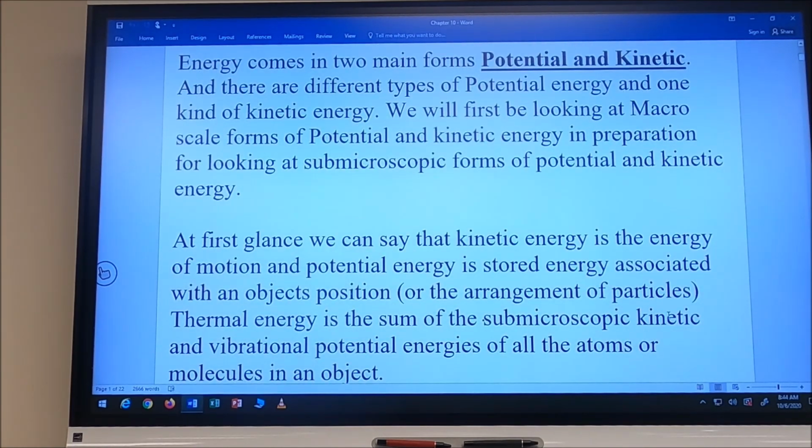Now, energy comes in two main categories. There are subcategories inside these categories, but two main categories. We talk about potential energy and kinetic energy. There are different kinds of potential energy, there's different kinds of kinetic energy, and we're going to start our exploration of energy looking at macro scale forms of potential and kinetic energy.